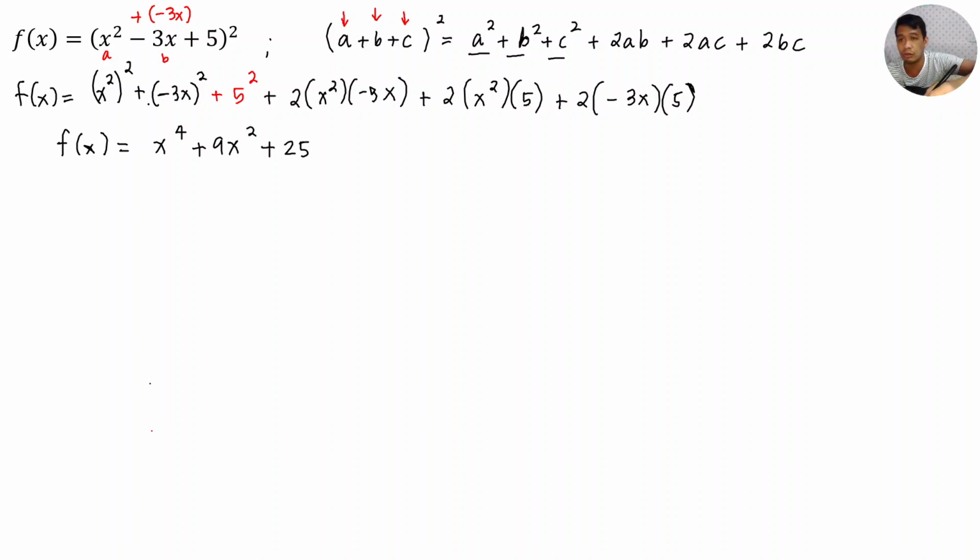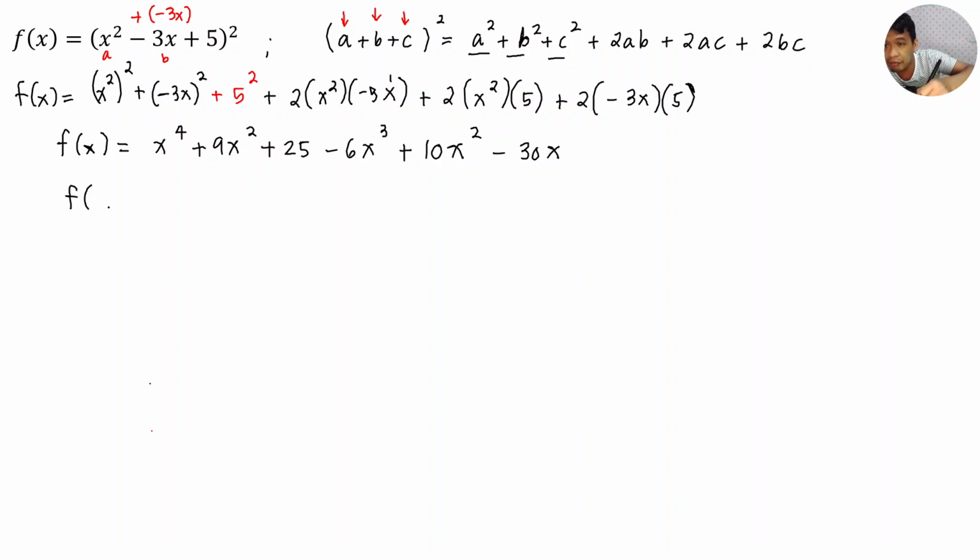So what we did is to apply this. So this is x squared squared, that's x to the fourth. Negative 3x raised to the second power: negative 3 squared is positive 9, x raised to the second is x squared. 5 squared is 25. Minus 3 times 2 is 6, this is x cubed, because this is to the 1. x squared times x is x cubed. Plus 5 times 2 is 10x squared. Minus, this is 30 multiplied by x. So that's 2 times negative 3 is negative 6 times 5 is negative 30x.